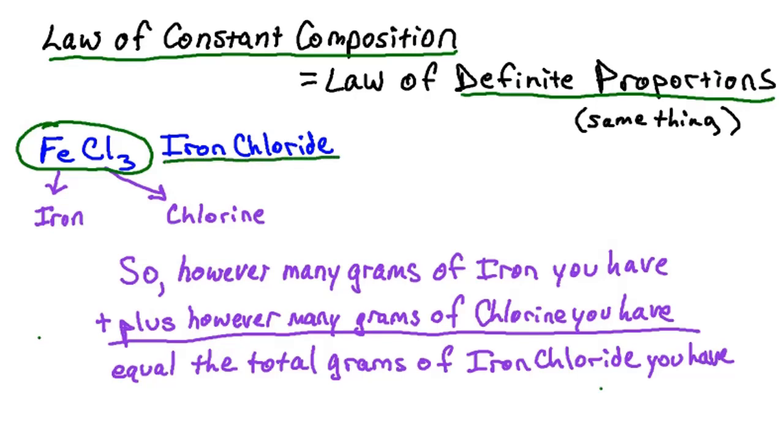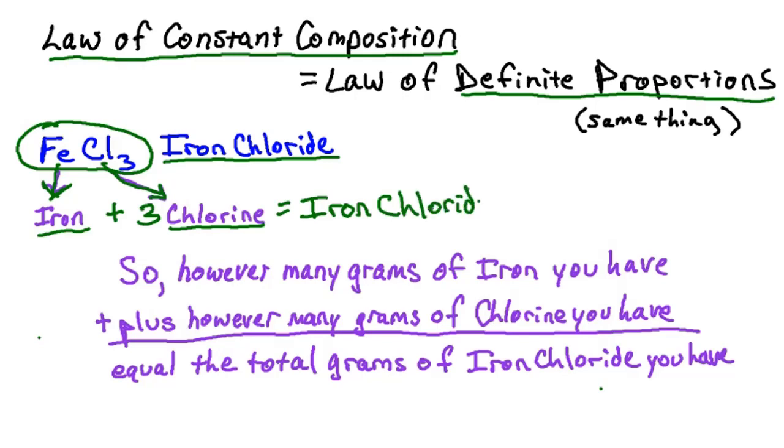So FeCl3, iron chloride, is going to be iron plus chlorine. And here's your 3 moles of chlorine. So we have 1 mole of iron and 3 moles of chlorine. If you put those together, that's going to make iron chloride. So in this formula, we have 1 mole of iron and 3 moles of chlorine.